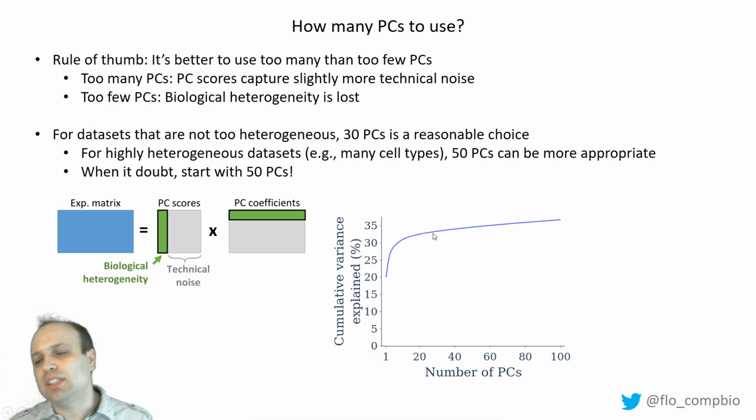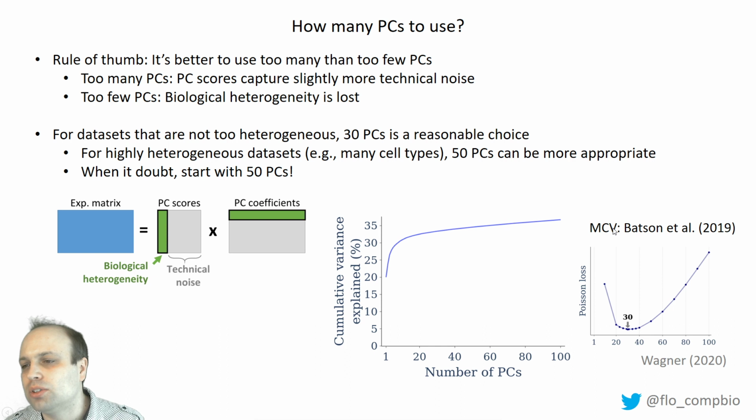But let's say you picked 50 instead of 30, then you're including an additional 1 or 2% of variance compared to more than 30% biological variance. So that's not horrible. That's just a small increase in technical noise. That's why I think typically it's not going to result in any catastrophically bad result if you include more principal components.